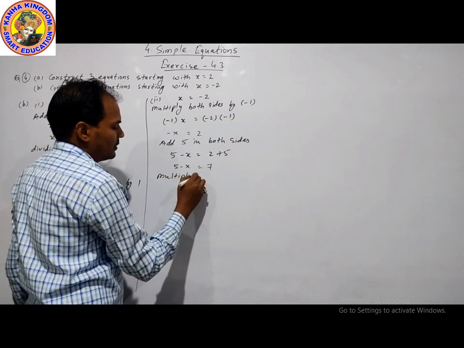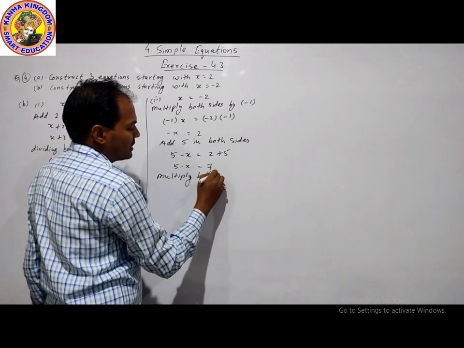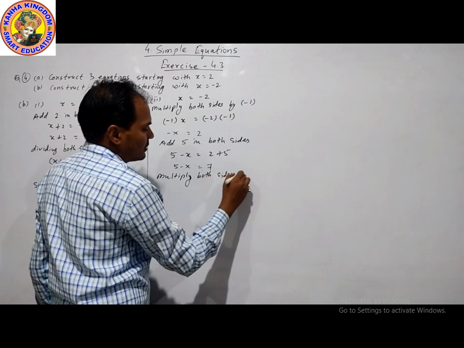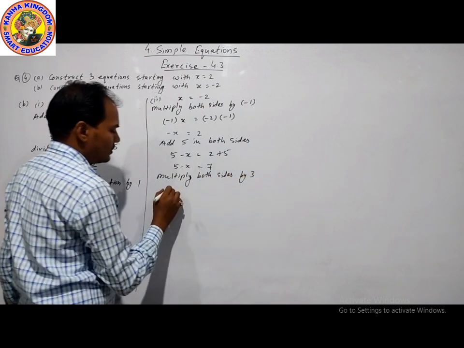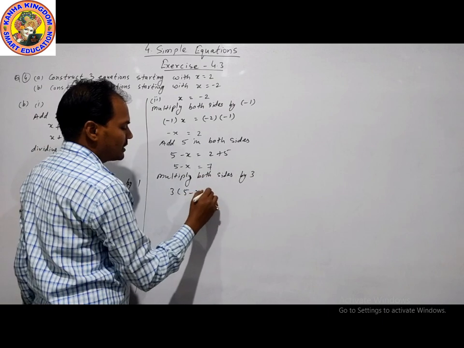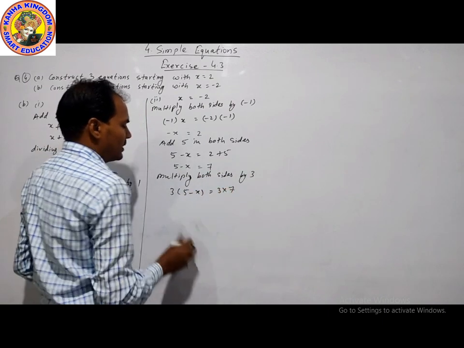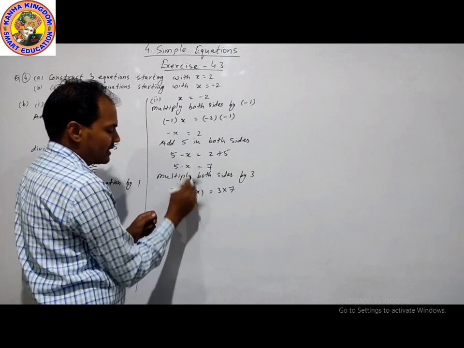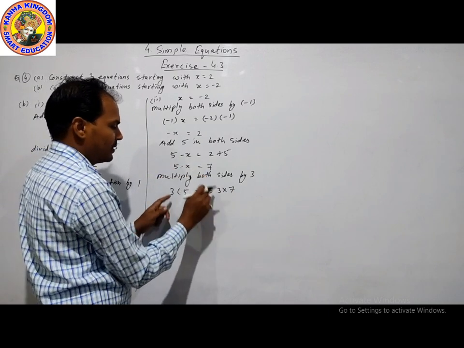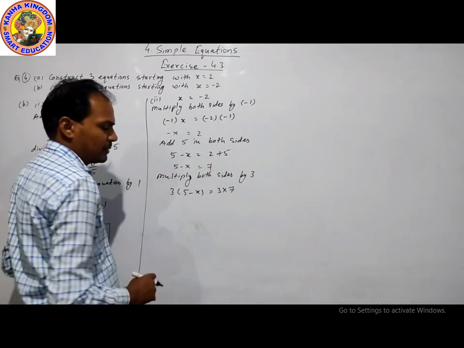Multiply both sides by 3. So 3 into 5 minus x, 3 into 7. The equation is 5 minus x and 7, multiply by 3, multiply by 3.